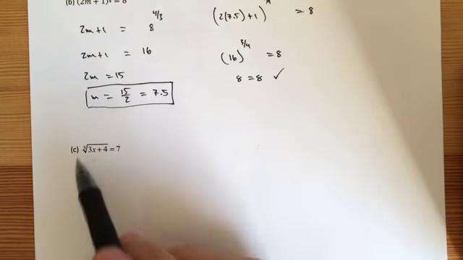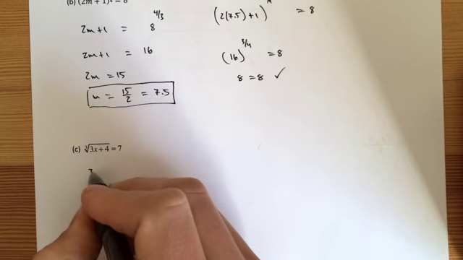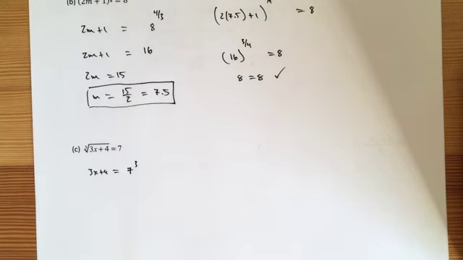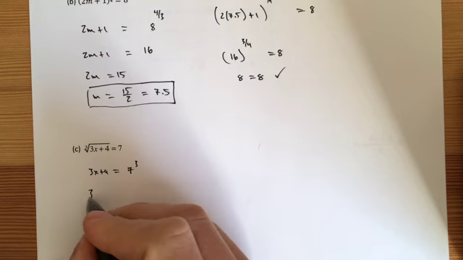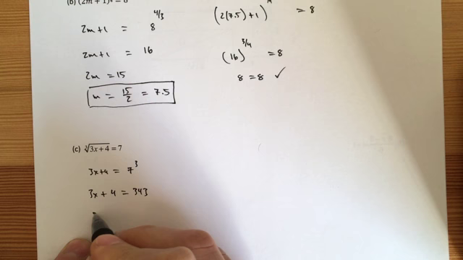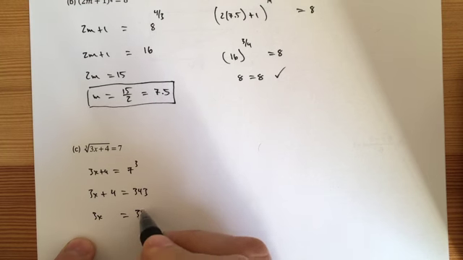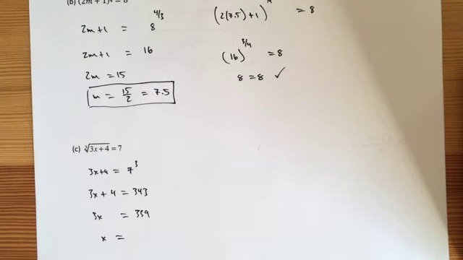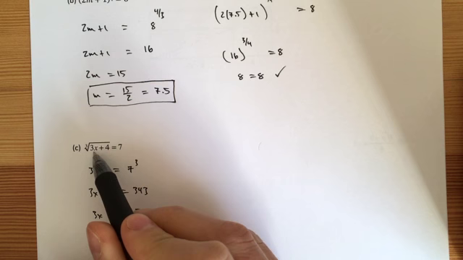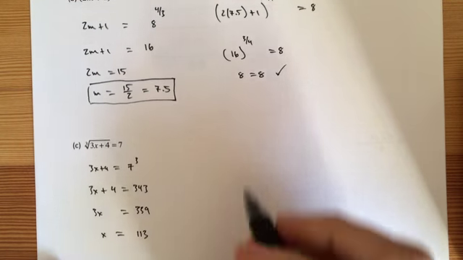Okay, moving on to C. I've got a cube root, so why don't I cube both sides and get 3x plus 4 equals 7 cubed. Let me find 7 cubed on my calculator, make sure I've got that. So that's 343. So I get 3x plus 4 equals 343. So 3x equals 339. So x is equal to 339 divided by 3, which is 113.